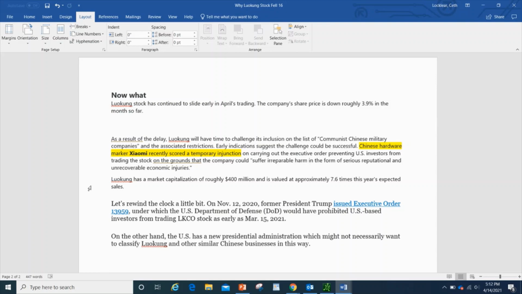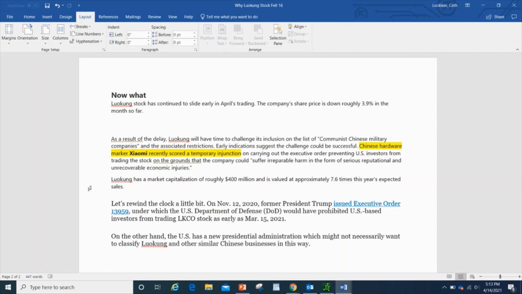The Chinese hardware maker Xiaomi recently scored a temporary injunction on carrying out the executive order preventing U.S. investors from trading the stock, on the grounds that the company could suffer irreparable harm in the form of serious reputational and unrecoverable economic injuries. Luokung has a market capitalization of roughly 400 million and is valued at approximately 7.6 times this year's expected sales. Again, good information to know.